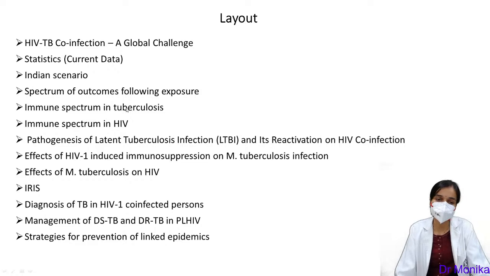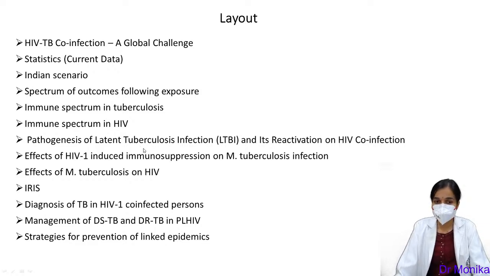First, we'll discuss the impact of TB-HIV co-infection on the global world. Then we'll look into the current data, followed by the status of this co-infection in our setting. After that, we'll discuss the spectrum of outcomes following exposure to tuberculosis infection. Then we'll discuss the immune spectrum in TB as well as in HIV.